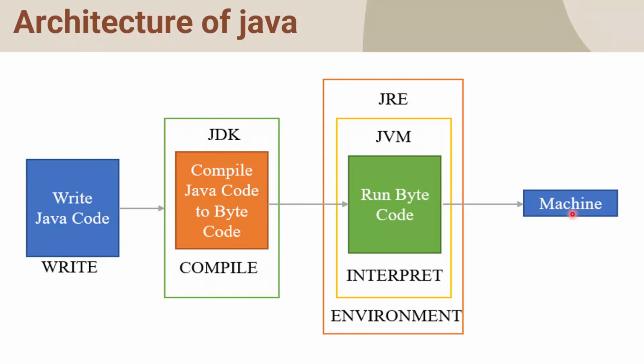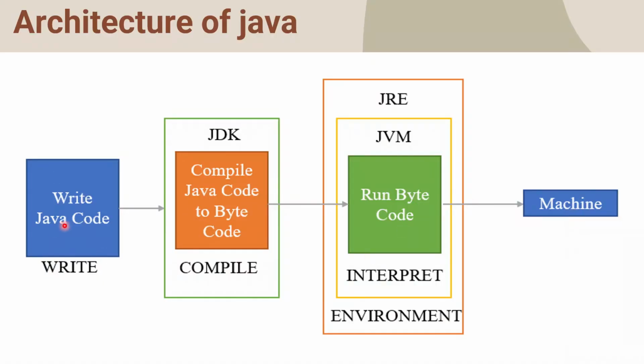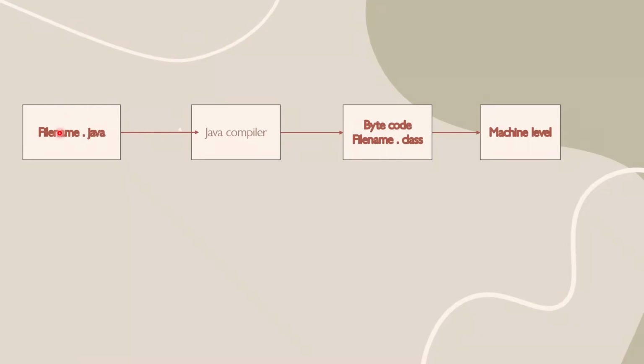Okay. Next, coming to the same topic, I'm going to explain with a Java file how it is converted. So what are the things that are going to happen? Firstly, the user is going to write the code, that is filename dot Java. This filename dot Java will be checked by the Java compiler if there is any error.